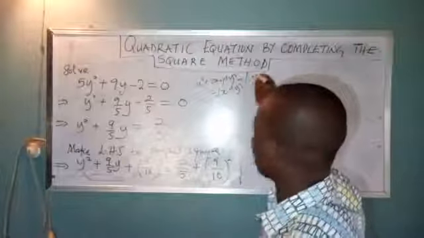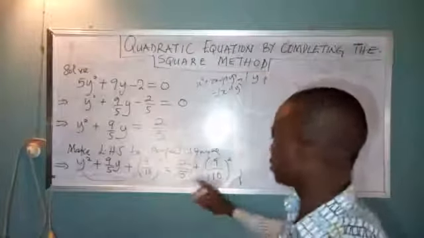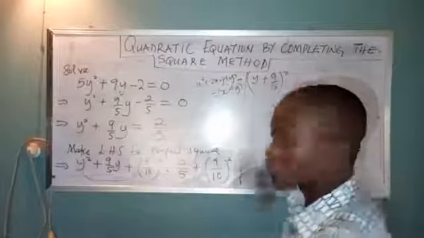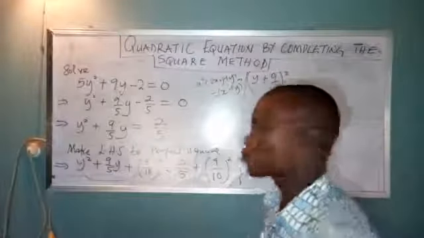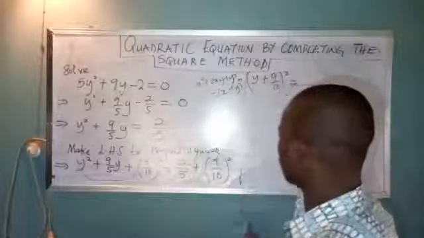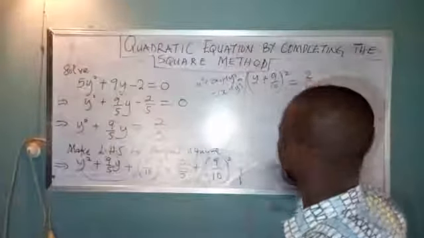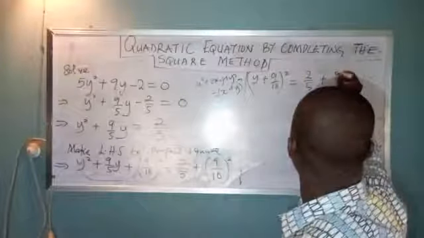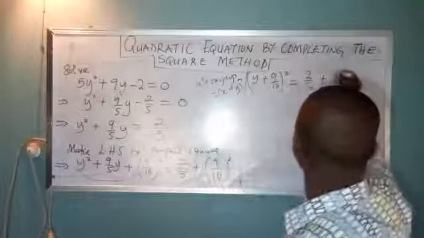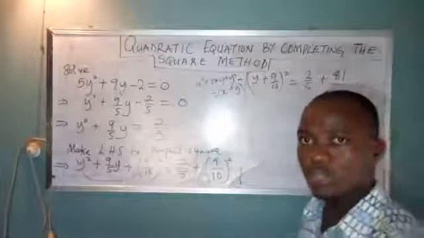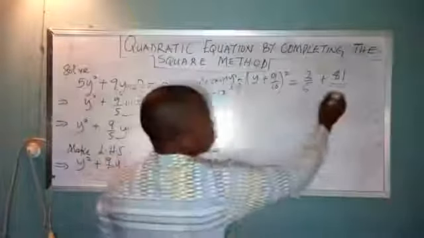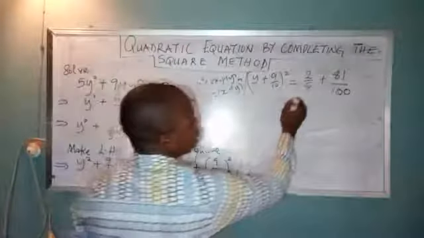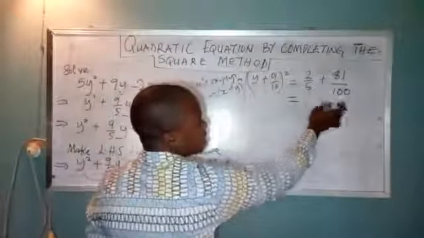So far it's plus, it will be (y + 9/10)² equals 2/5 plus 9 squared over 10 squared. 9 squared is 81, and 10 squared is 100. Are you getting what I'm saying now? So try to solve the right hand side further.